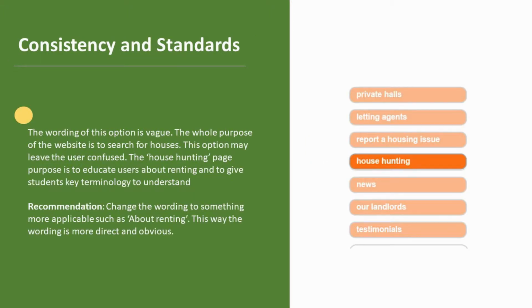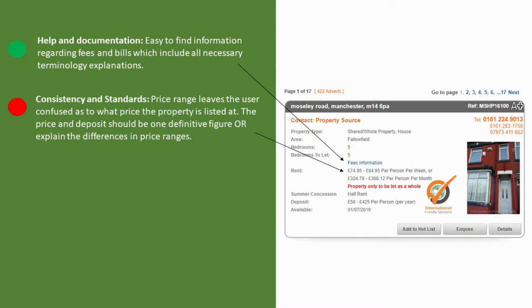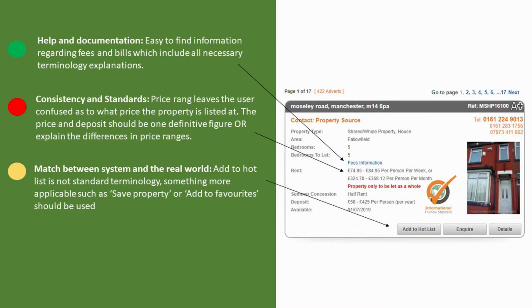Consistency and standards. The wording for this option is vague. House hunting will confuse the consumer as this is the sole purpose of the website. I'd recommend changing the wording to something more applicable, such as about renting. Help and documentation. It was easy to find information regarding fees and bills. Consistency and standards. Price ranges are not a definitive figure and will confuse the user as they are price sensitive. Match between system and the real world.